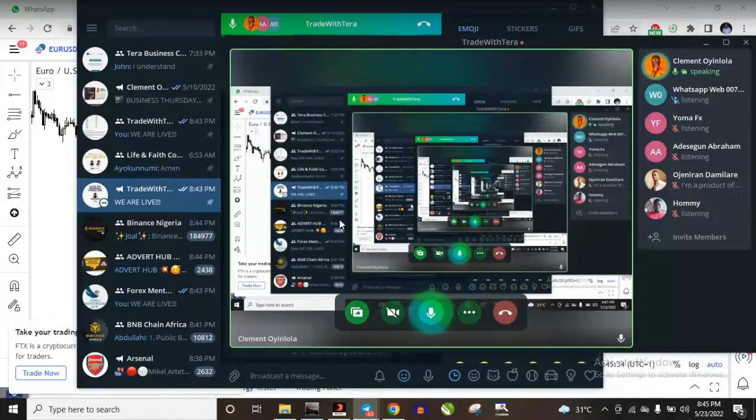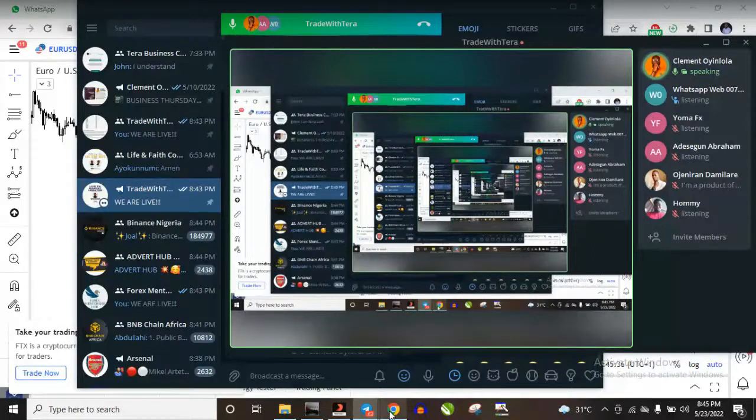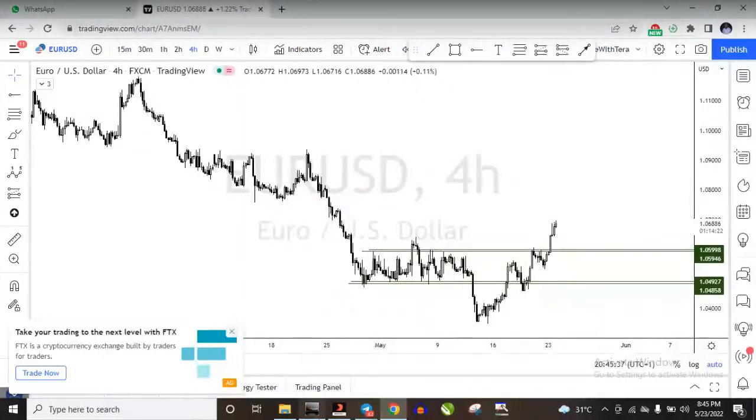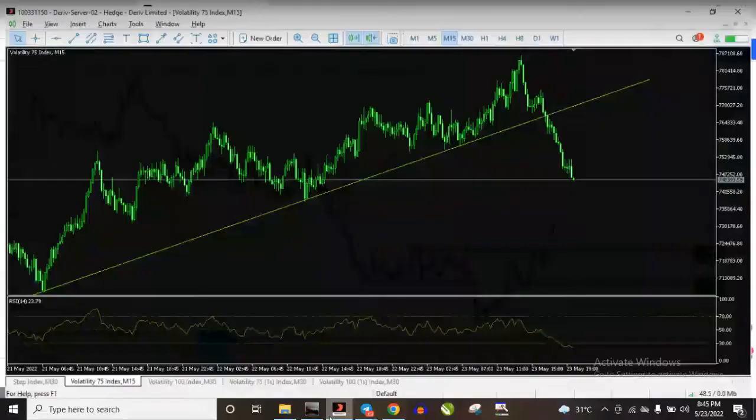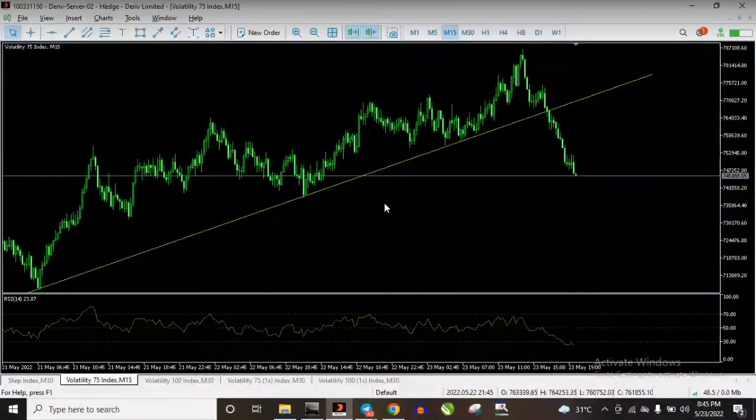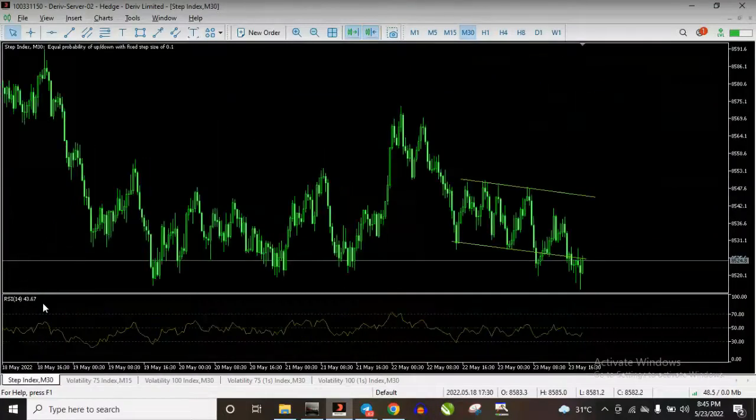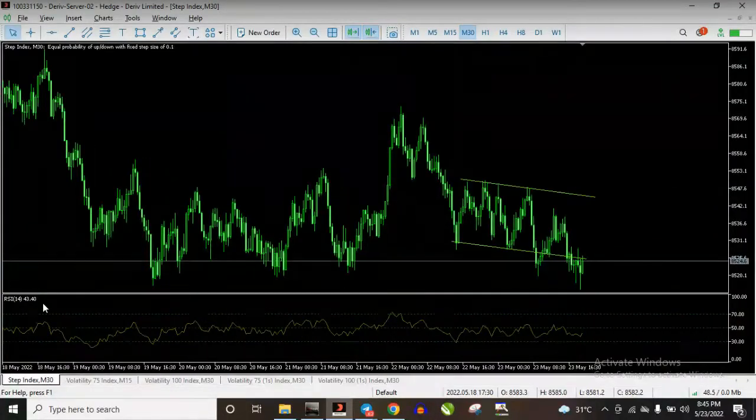All right, so without wasting too much of our time, I will go straight to what we have for this week. I would like to start with Deriv this week. So let's start from Step Index, all right? Let us just go through from there and then we move on.